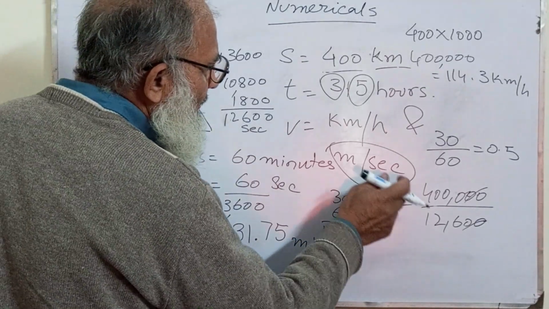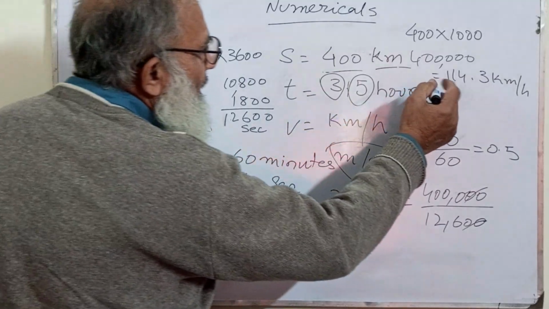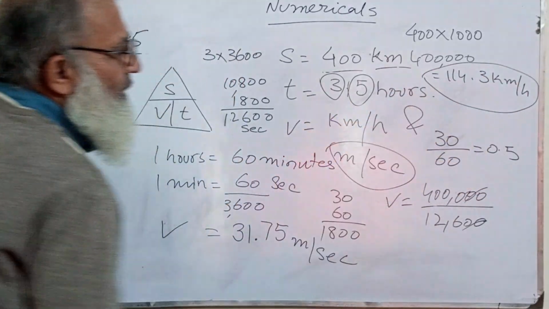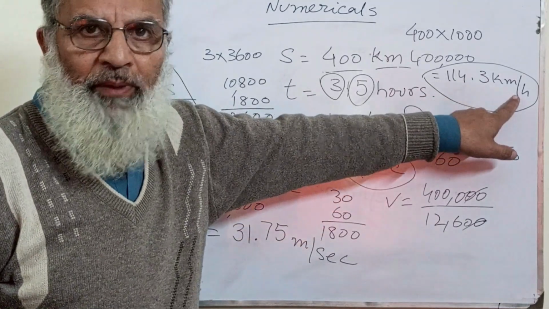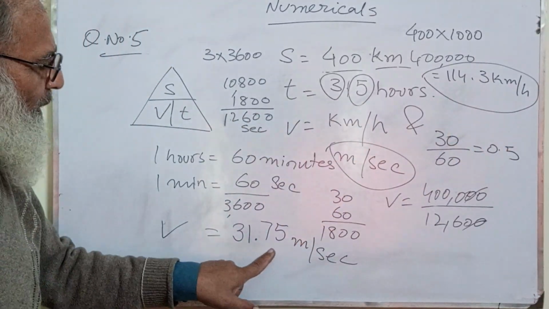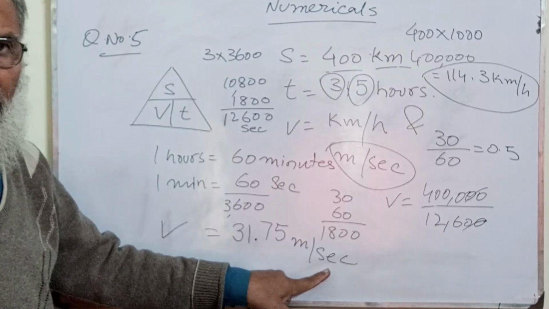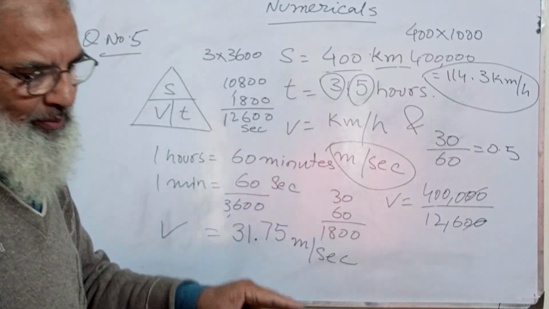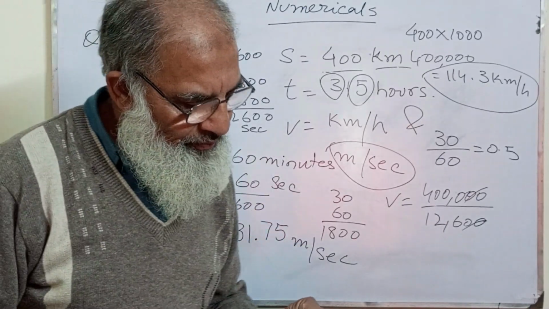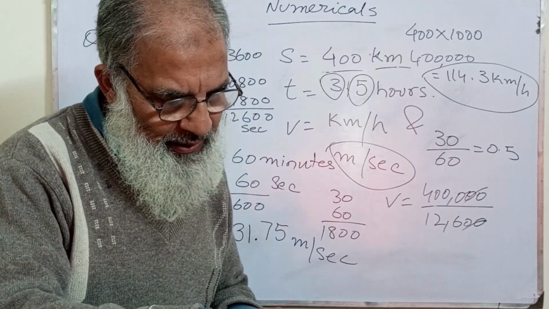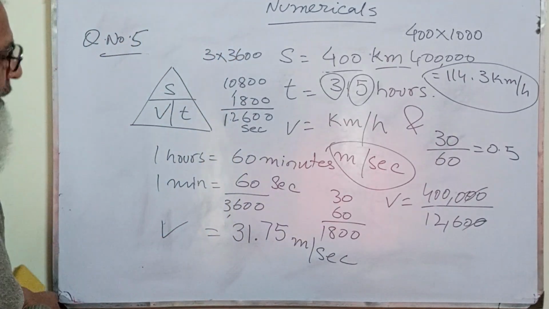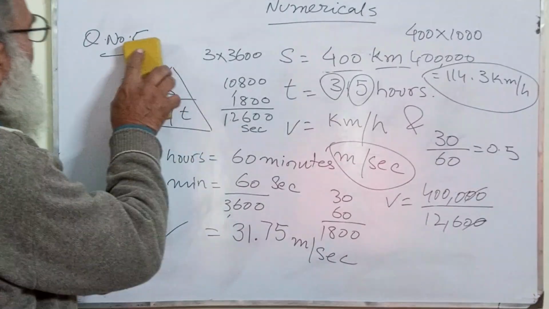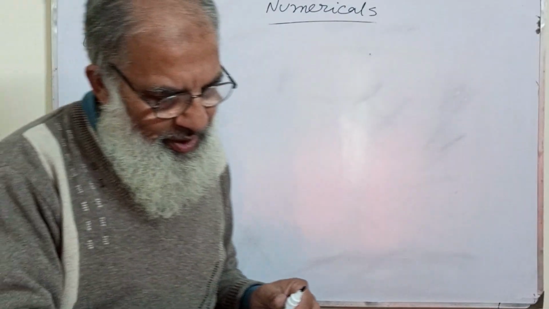And what was it in kilometers per hour? This was 114.3 kilometers per hour and 31.75 meters per second. Okay, it is the same question with 2 units. Now question number 3. What is question number 3 for today?